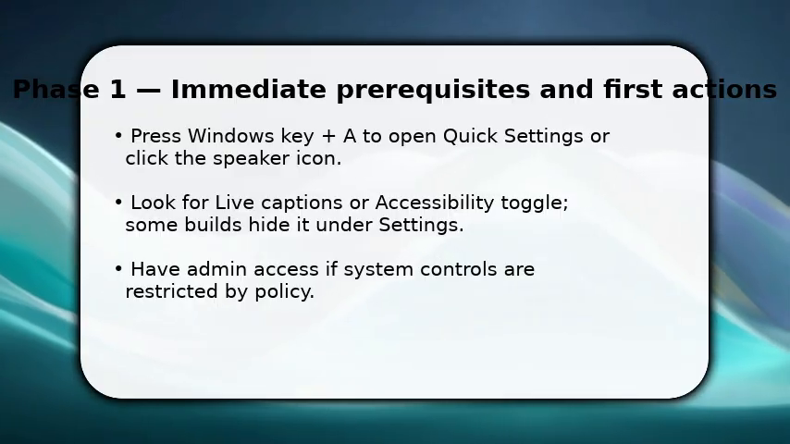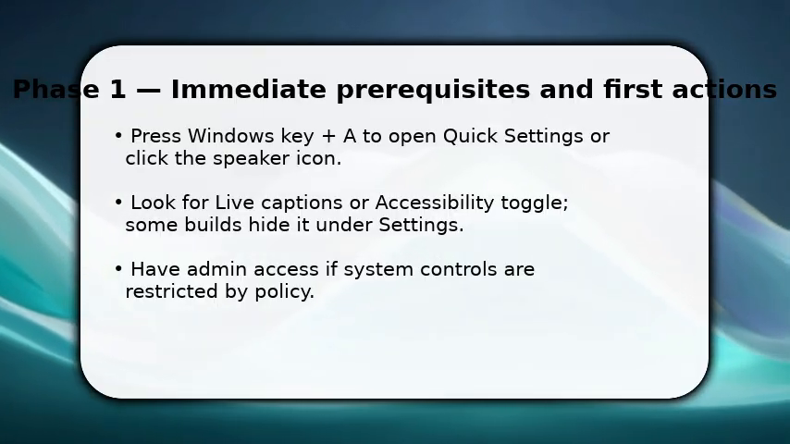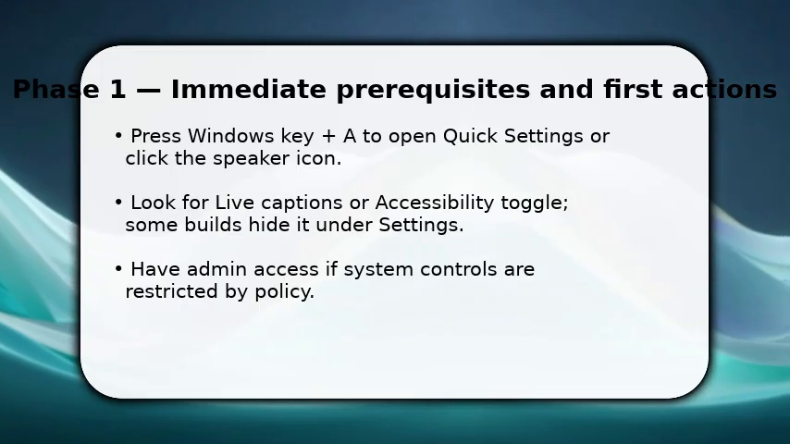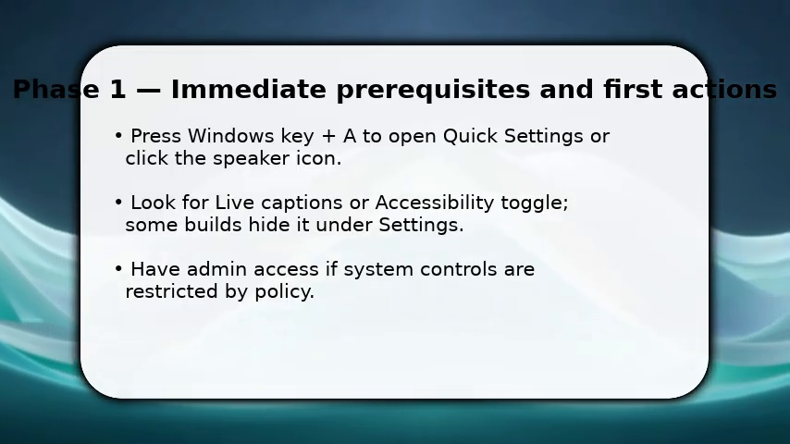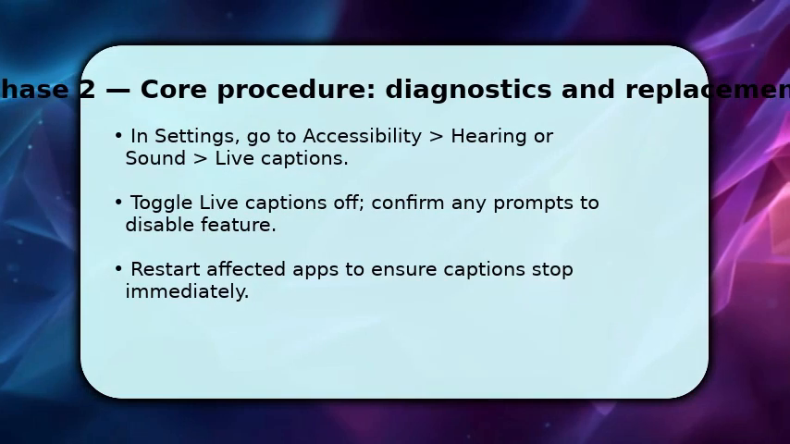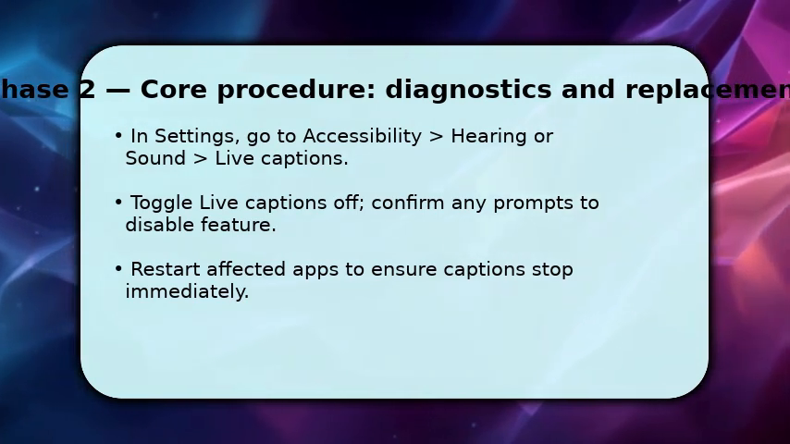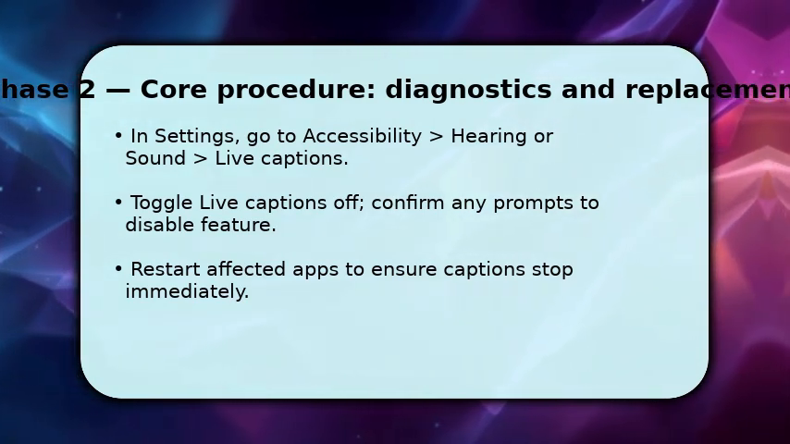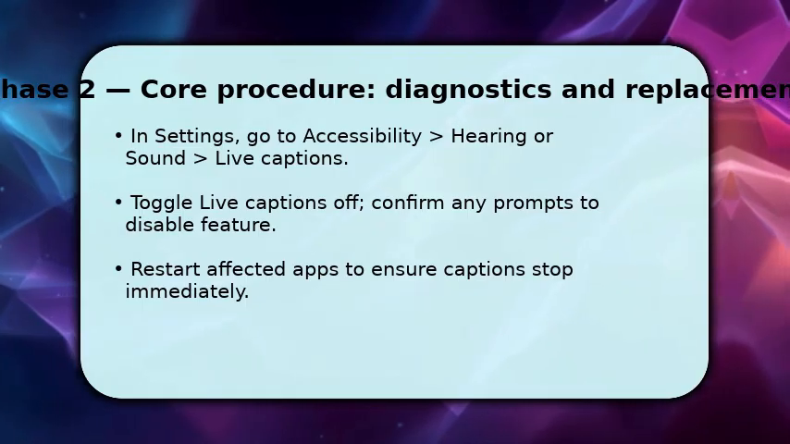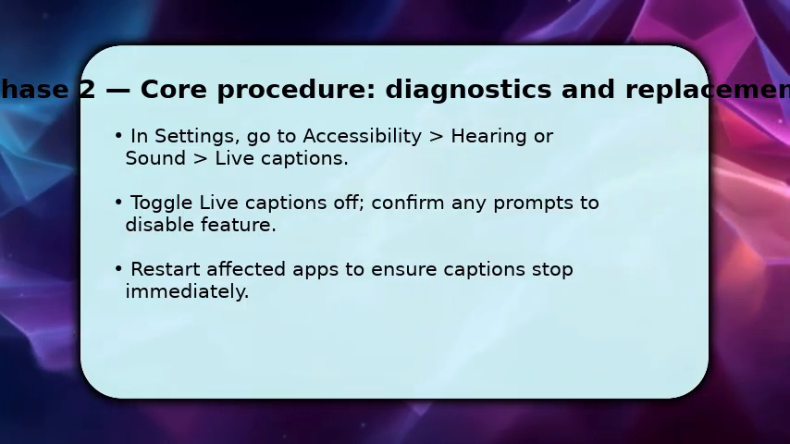Make sure you're signed in with an account that can change system accessibility features, because permissions block changes otherwise. Now locate the Live Captions toggle in Accessibility under Hearing or Sound and switch it off. This action stops caption generation at the system level. Once done, confirm any prompt that asks to apply changes.